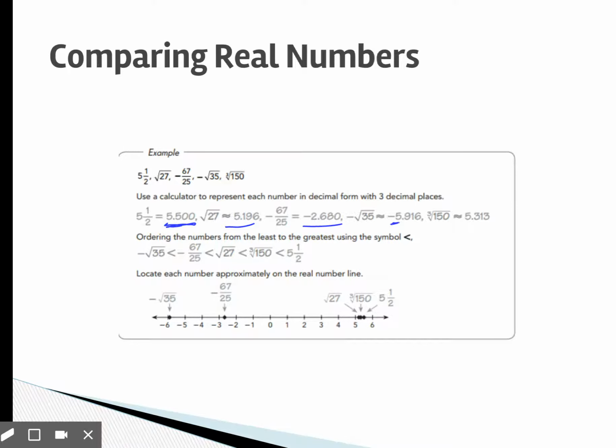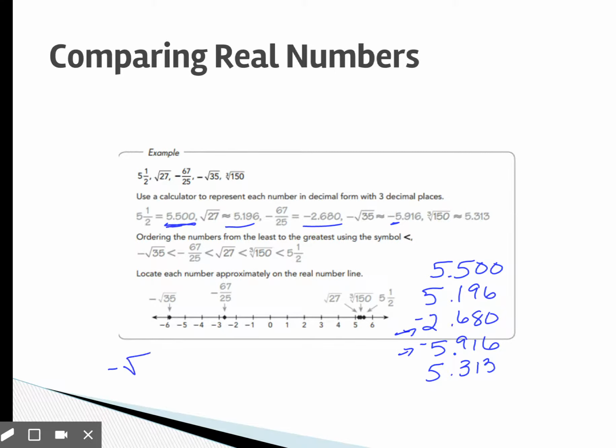So we have 5.50 here, 5.196, negative 2.680, negative 5.916, and 5.313 after we've plugged those all into the calculator. Already I see two negatives, and these two negatives, I have a -2 and a -5. I know -5 is smaller than -2 to start, which comes from the negative square root of 35. So I'm going to put that first.